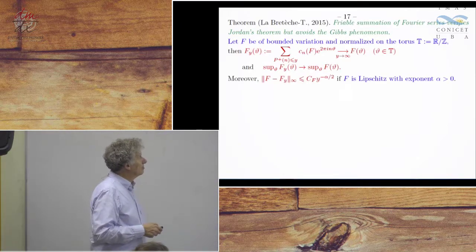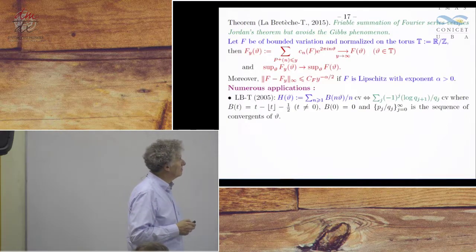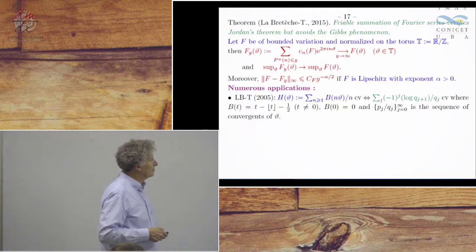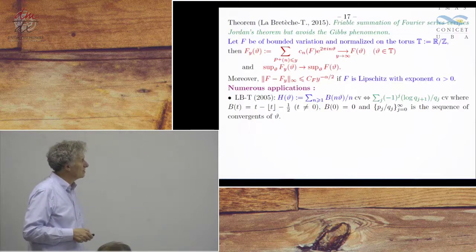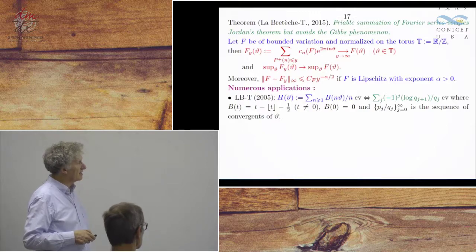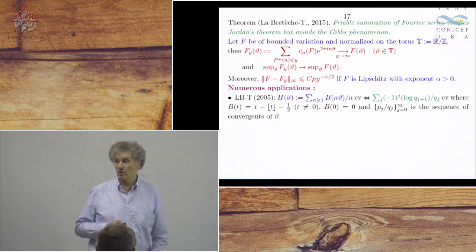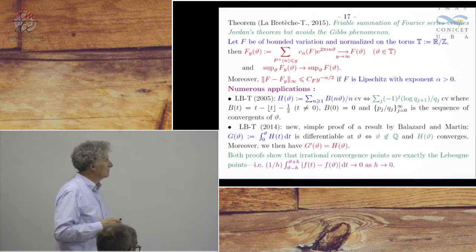And if you know that f is Lipschitz, then you have an effective bound. There are plenty of applications. For instance, if b is the first Bernoulli function, that is, the fractional part of t minus 1/2, and 0 on the integers, then this series converges if and only if this series converges, where the qj's are the denominators of the convergents of theta. And well, okay, I will leave this.